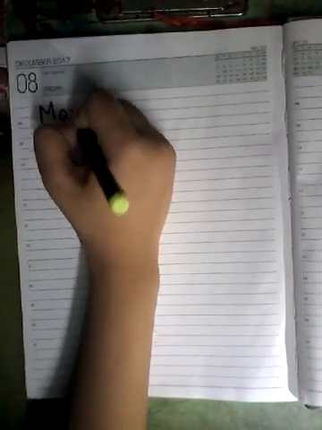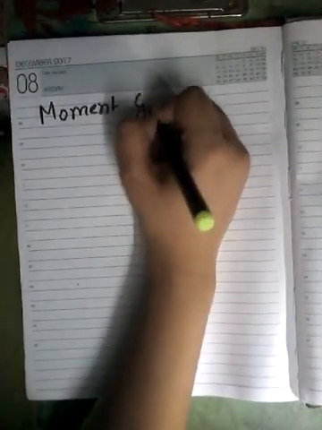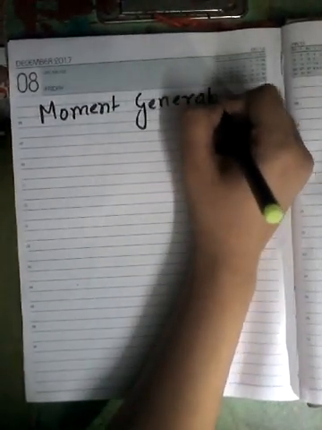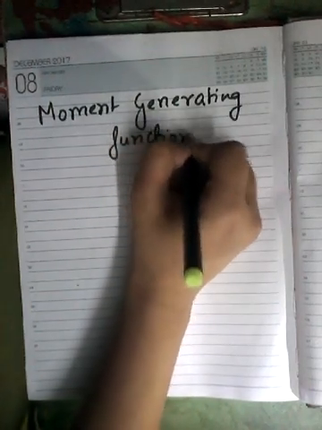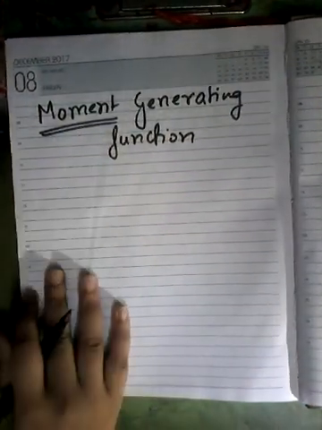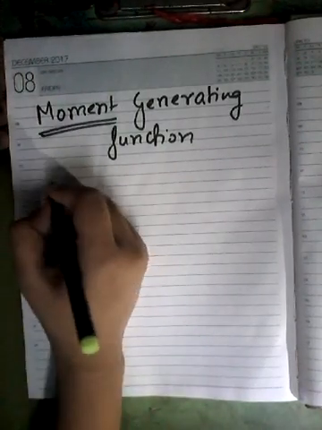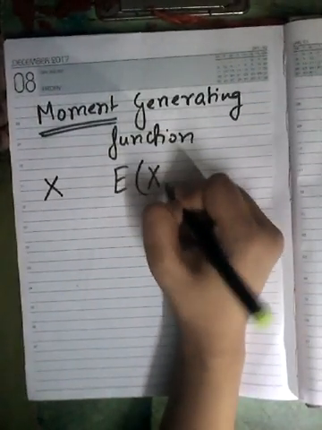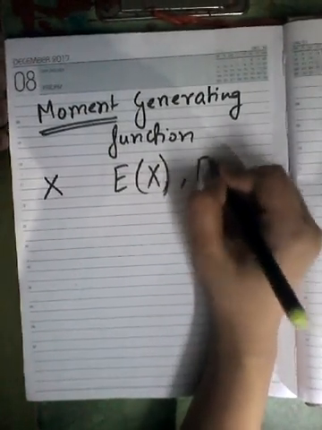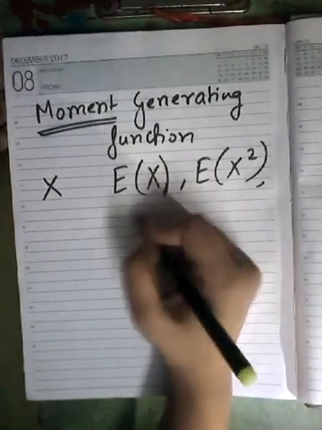Hello friends, in this video I am going to talk to you about the moment generating function. So what is this moment that this function will generate? The moments of a random variable x are nothing but the expectation values of its various powers, such as E of x square, E of x cube.